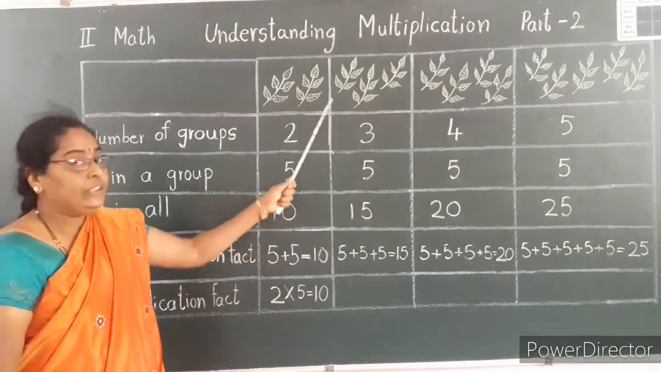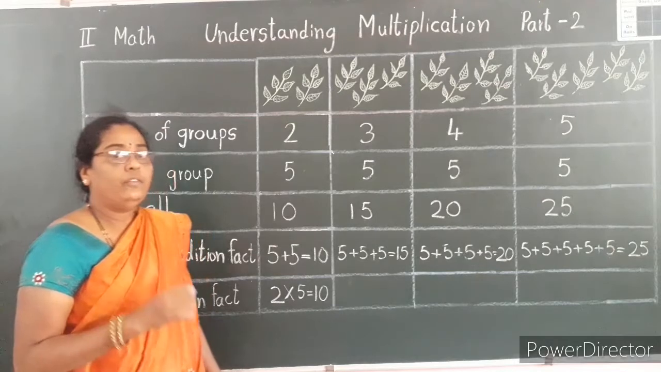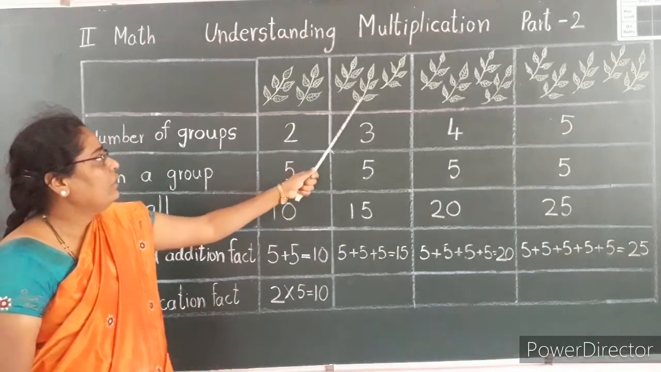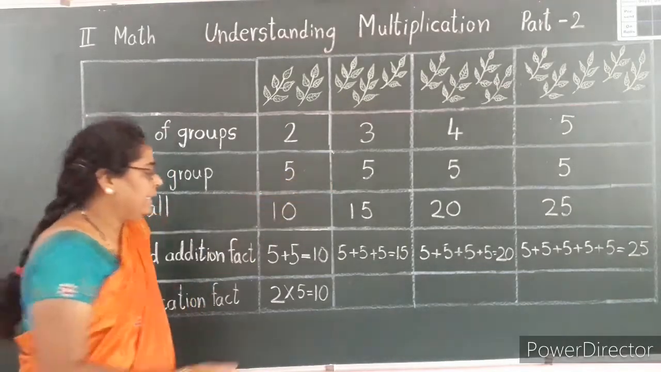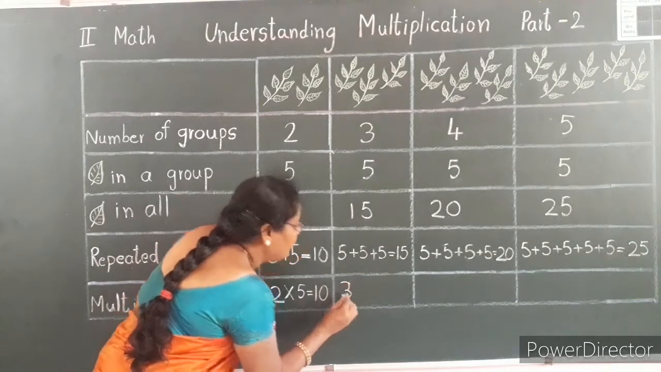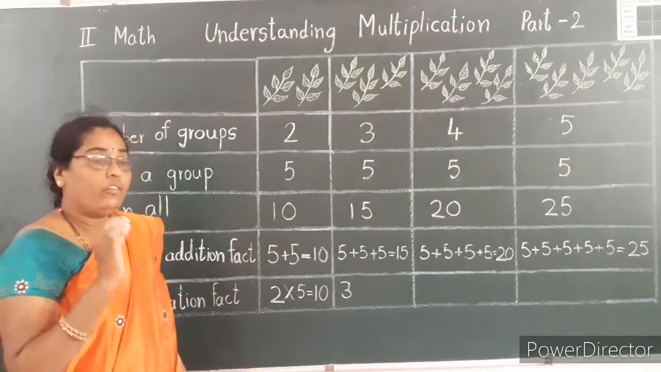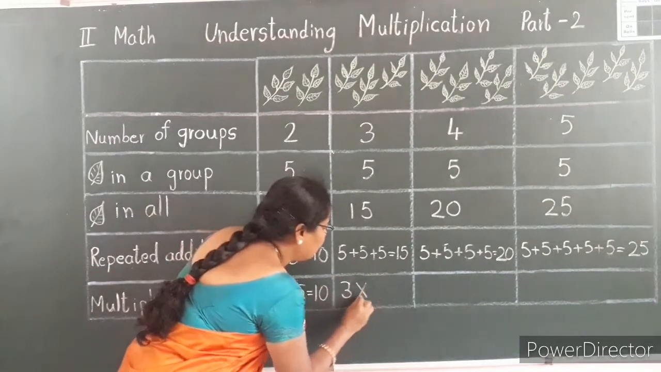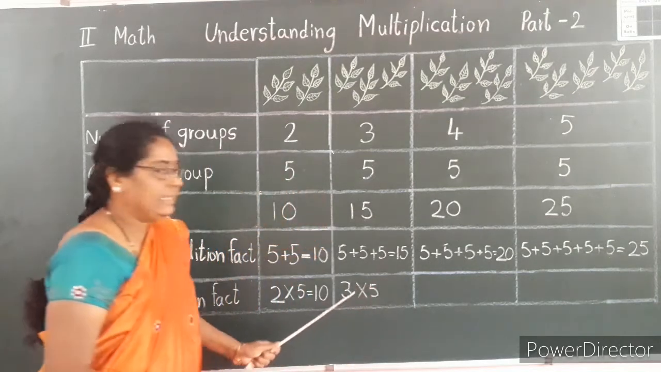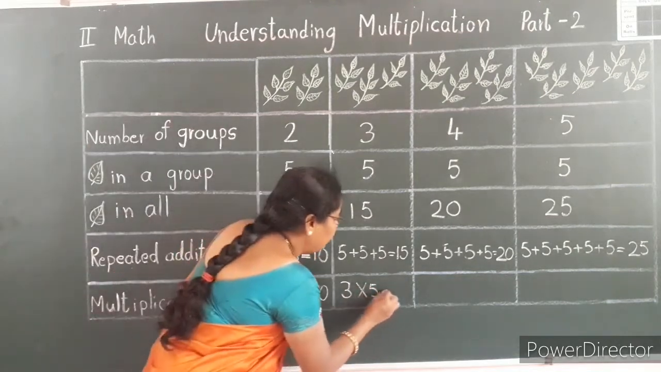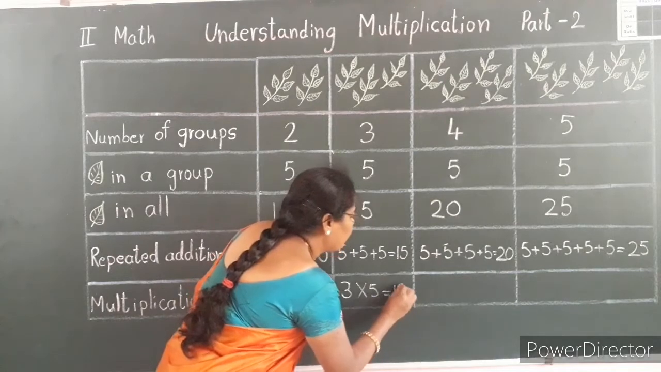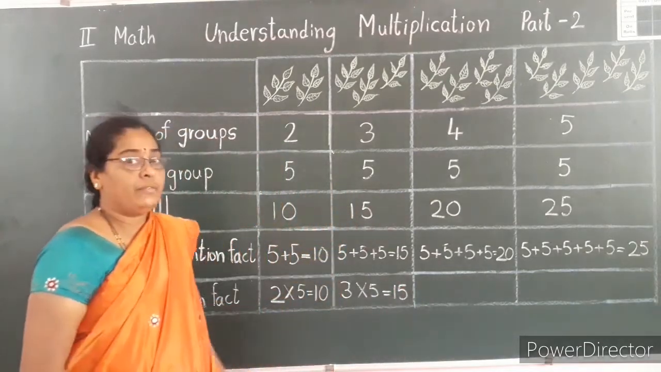Here first you count the number of groups. 1, 2, 3. Yes, there are 3 groups with 5 leaves. That is 3 5s are 15. Let's move to another one.